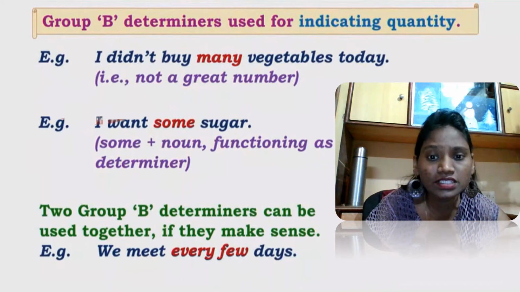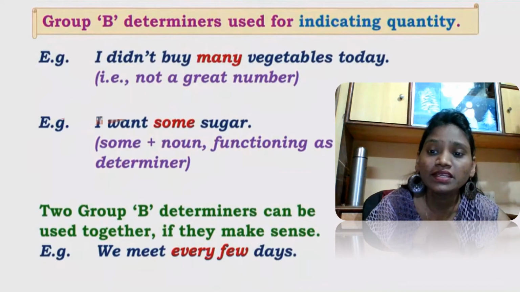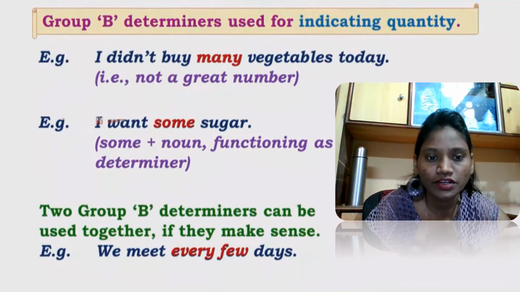Two group B determiners can be used together if they make sense. Like for example, we meet every few days. Every few days can be put together and it makes sense.